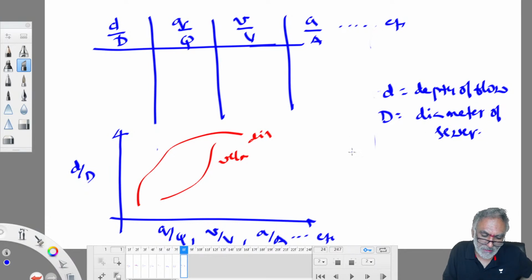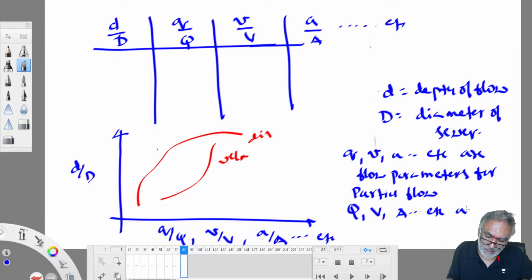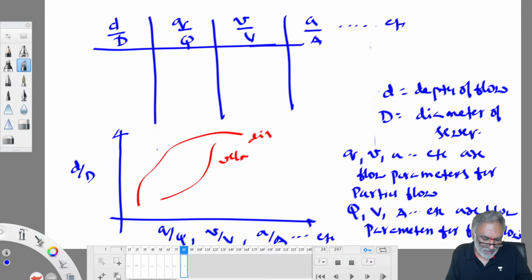So in this equation, small q, small v, small a, etc. are flow parameters for partial flow conditions. Capital Q, capital V, capital A, etc. are flow parameters for full flow, sewer flowing full. Full flow is easy to work out. So by knowing the full flow, we work out for partial flow.